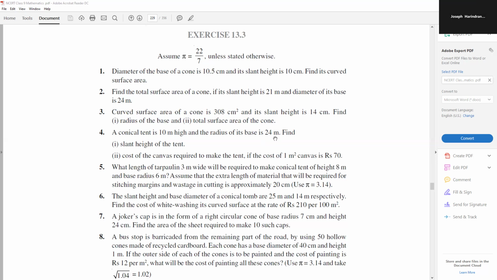The square root of 676 is 26. So you'll get 26 meters as the slant height. Some of these values you can even memorize. The square root of 625, you all know, is 25. So the next perfect square is 676.